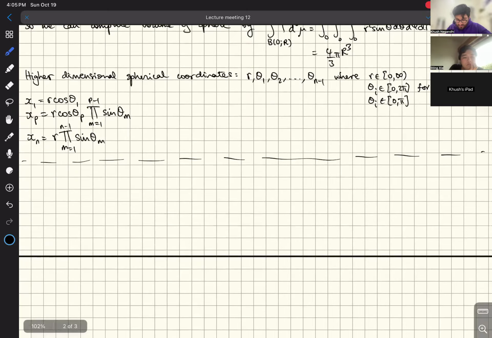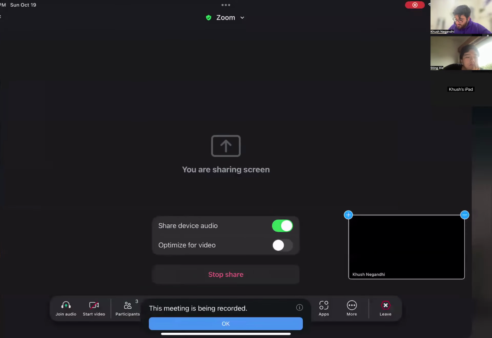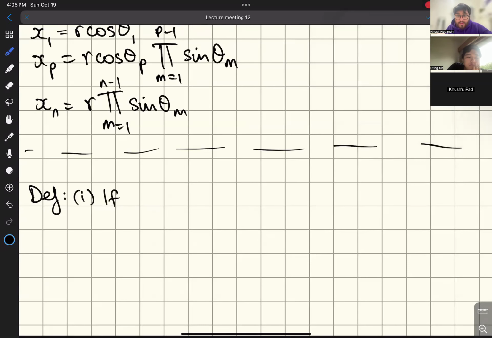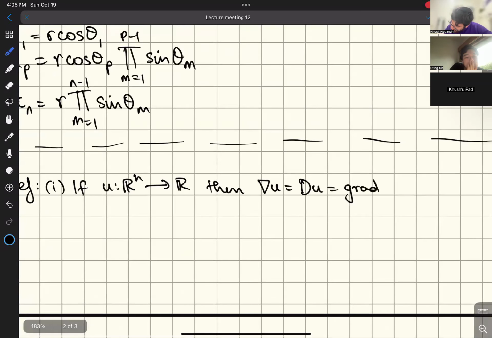To do that, we're going to define the following operators on functions. One, if u is a function from R^n to R, then the gradient of u is just the derivative of u. We will use this and this interchangeably, but we'll see when we talk about Riemannian manifolds, this will be different. You've probably already seen the gradient in your multivariable calculus classes.